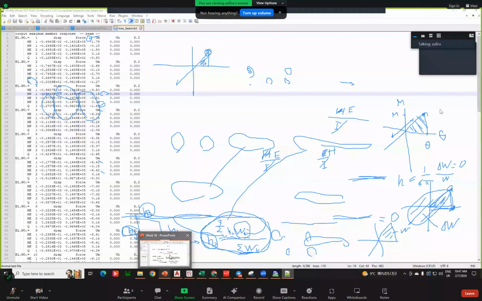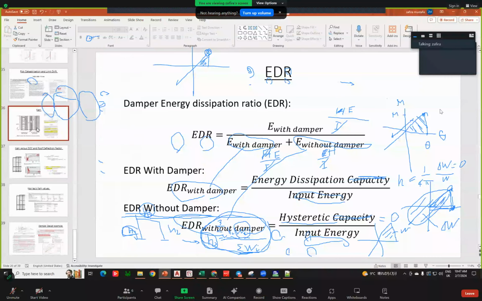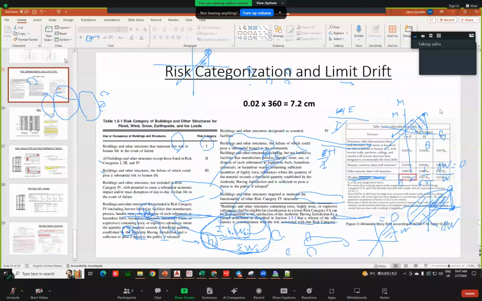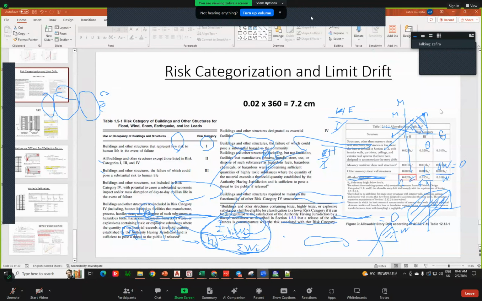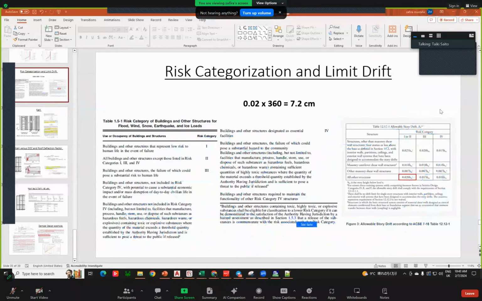I will continue. I found, how can we clear the screen? I don't know. How to clean this screen? Maybe delete everything. There's a top option, annotation, delete. In the annotation. Okay.